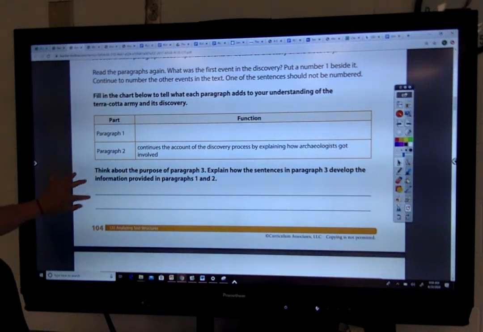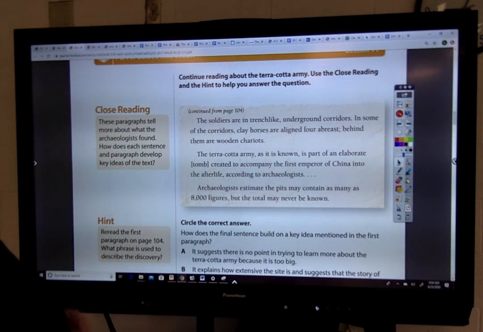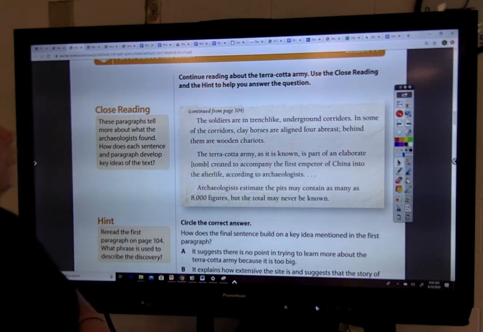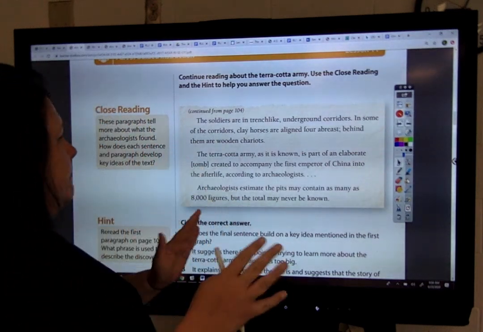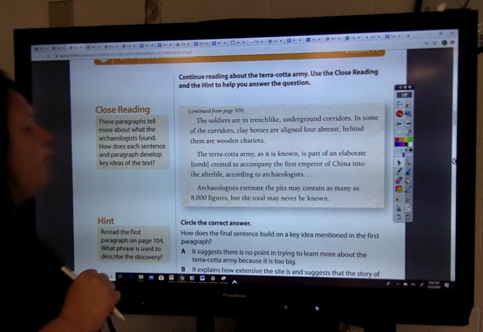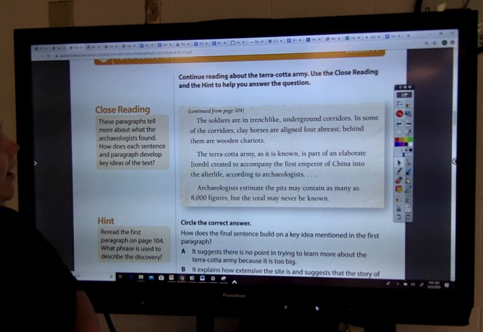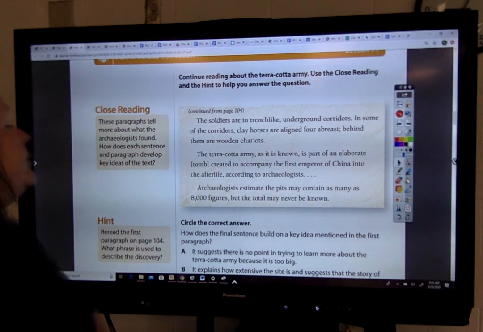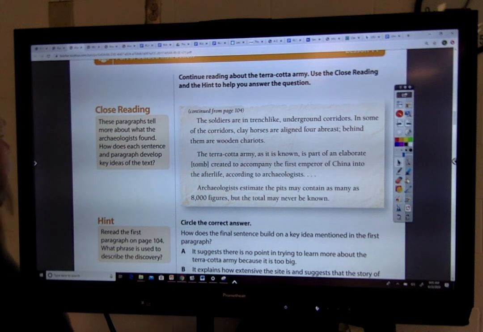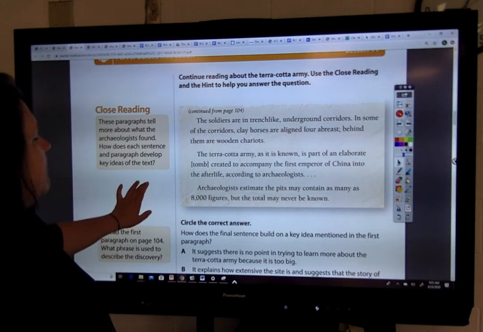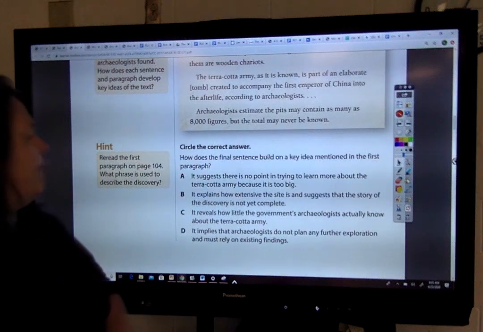All right, so let's move on to continue reading about the terracotta army. Okay, the soldiers are in trench-like underground corridors. In some of the corridors, you remember a corridor is kind of like a hallway. Clay horses are aligned 4 abreast. Behind them are wooden chariots. The terracotta army, as it is known, is part of an elaborate tomb created to accompany the first emperor of China into the afterlife, according to archaeologists. Archaeologists estimate the pits may contain as many as 8,000 figures, but the total may never be known.